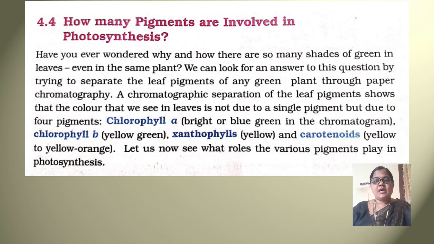The next topic is how many pigments are involved in photosynthesis. Four pigments: chlorophyll A, chlorophyll B, xanthophylls and carotenoids. Chlorophyll A is bright or blue-green in color, chlorophyll B is yellow-green, xanthophylls are yellow, and carotenoids are yellow to orange. So these are the four pigments present in photosynthesis.